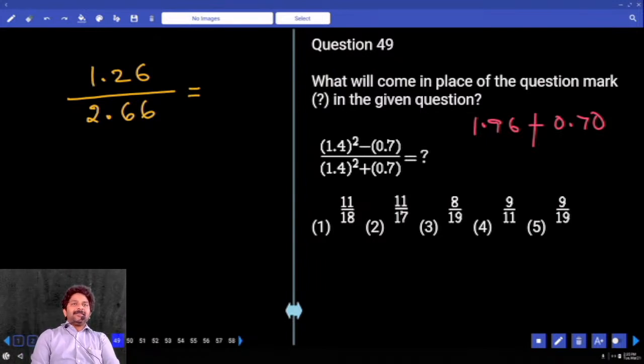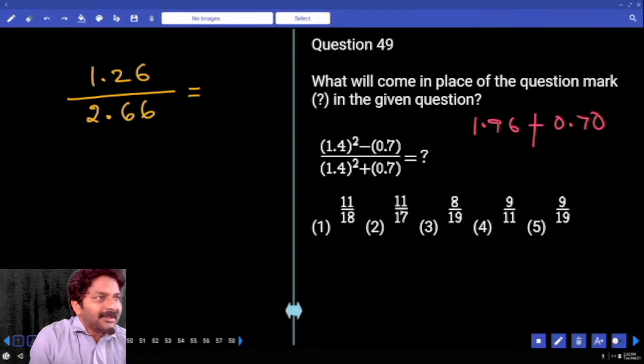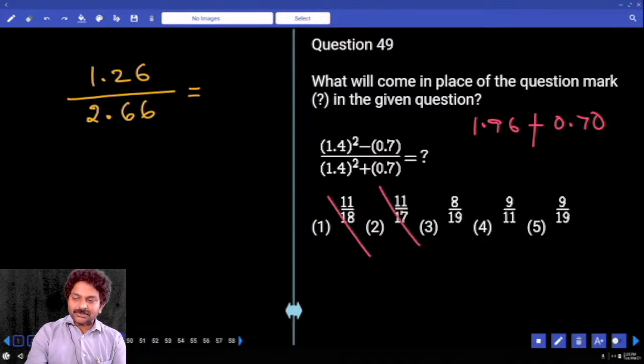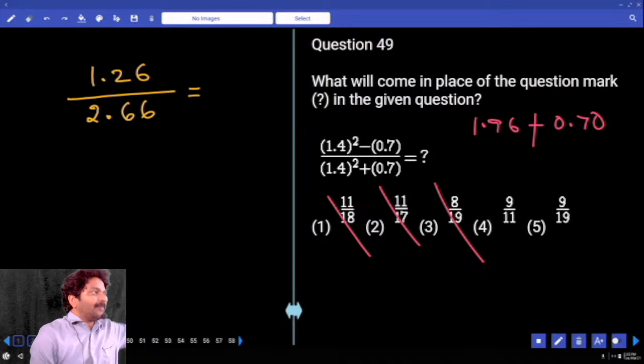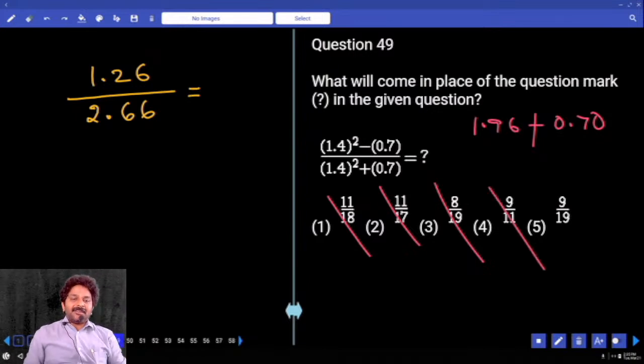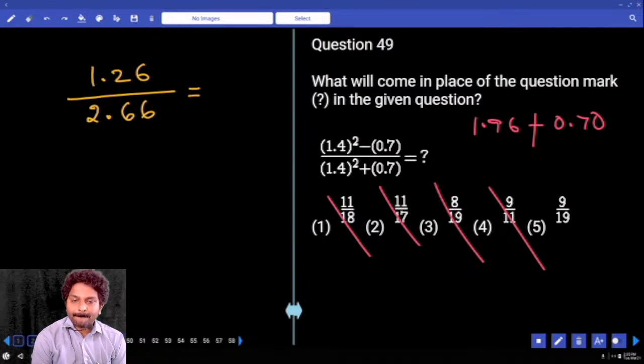Now numerator is 9 multiple. Denominator, is it 9 multiple? Is it at least 3 multiple? That means your answer should have 9 multiple for the first number. 1, 2, 3 eliminated. 2 options are there. Observe denominator. Fourth option, denominator is 11. Come to your number. Is your denominator 11 multiple? When you don't have 11 multiple here, can your answer be 11 multiple? Eliminate. 9 by 19, final answer. Over.